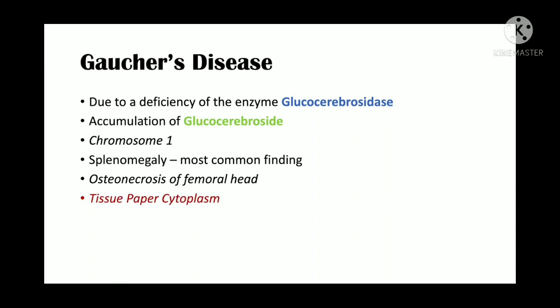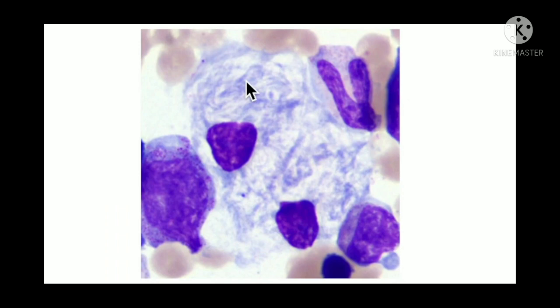And under a microscope, when you look at cells, you might see what is termed tissue paper cytoplasm. As you can see in this image here, it essentially looks like tissue paper that has been crumpled up within the cell. And that's what we call tissue paper cytoplasm.